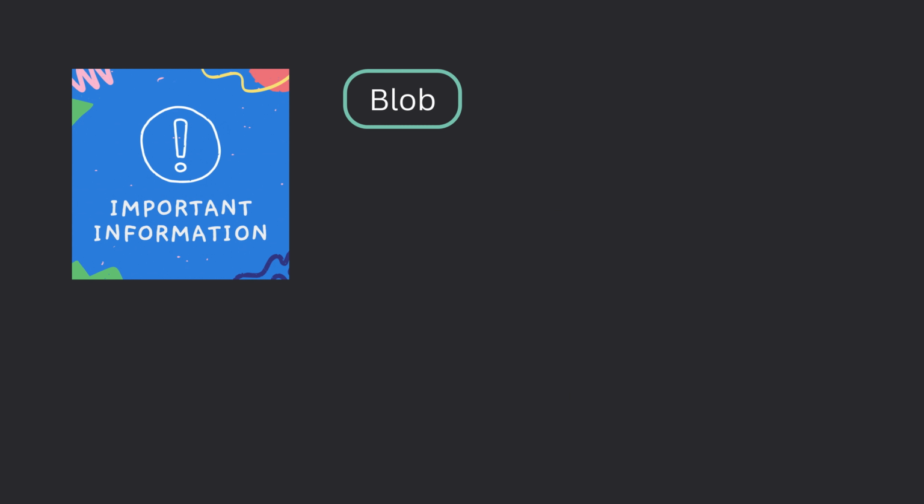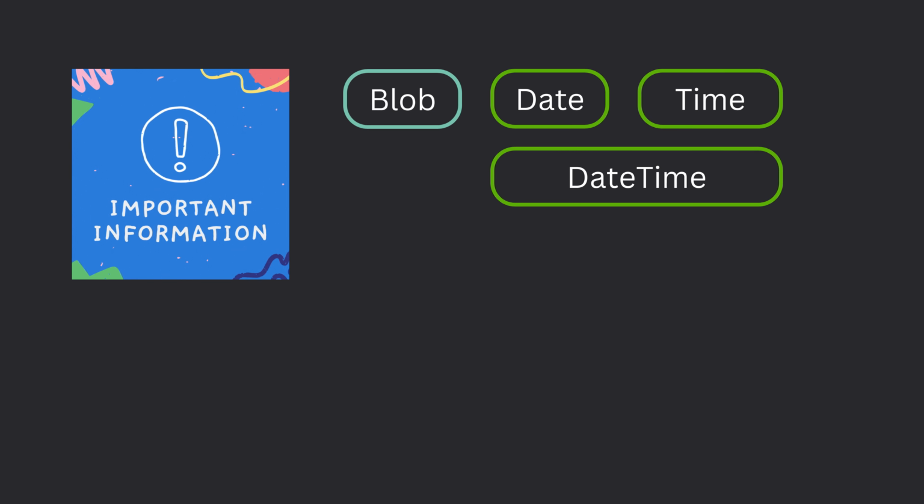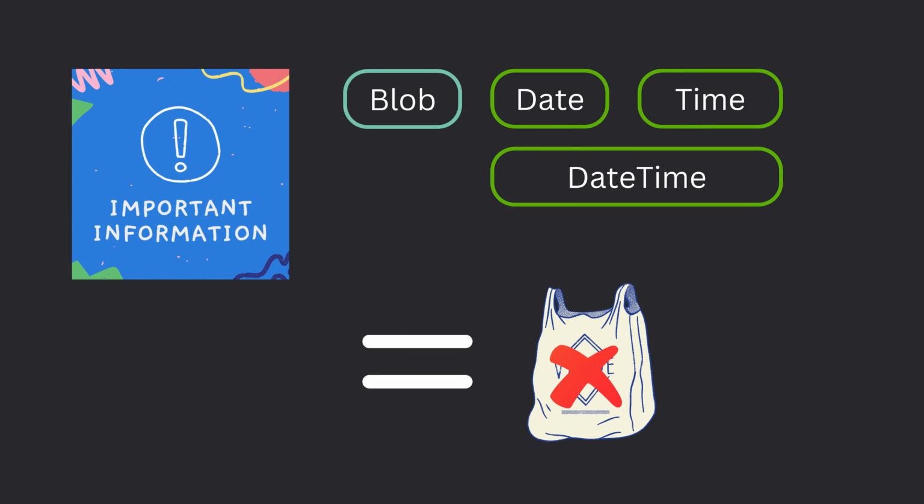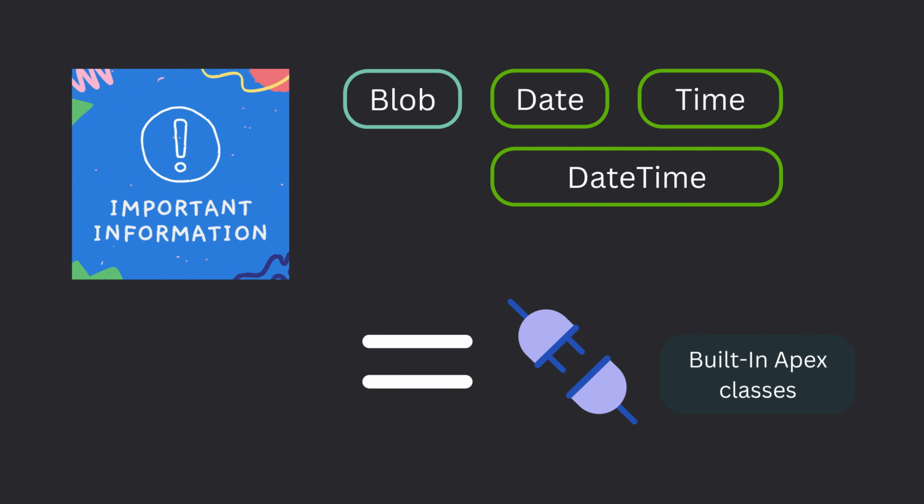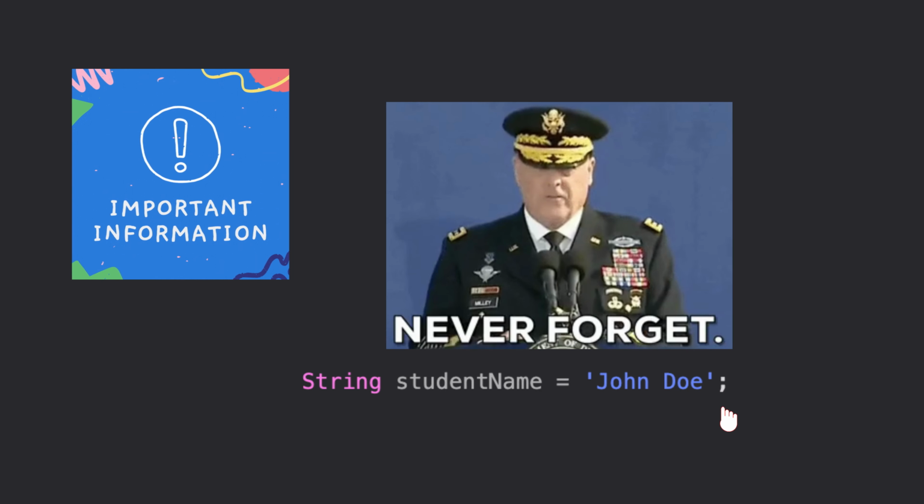Point number 3, blob, date, time, and datetime cannot have direct values assigned to them. Instead, use the built-in Apex classes and their methods. Number 4, never forget the semicolon at the end of a variable declaration.